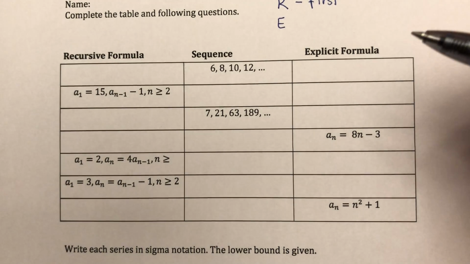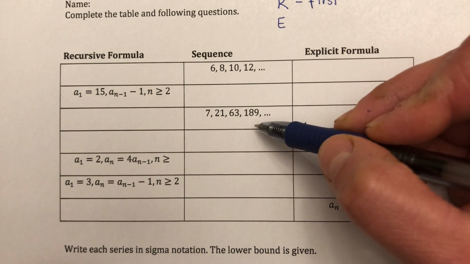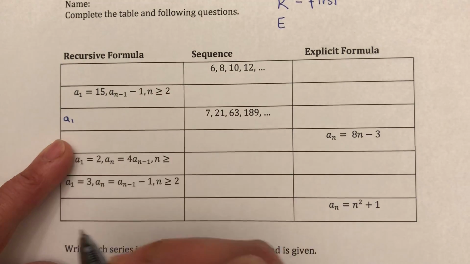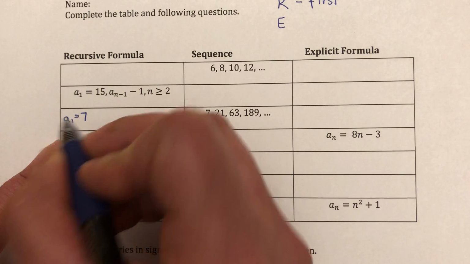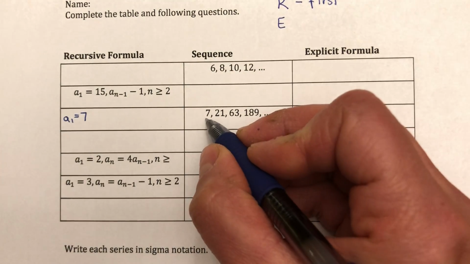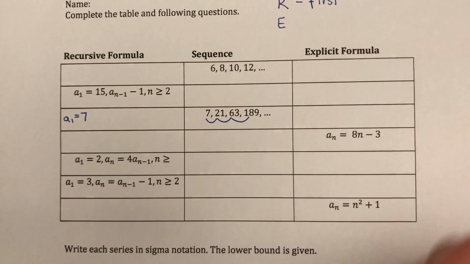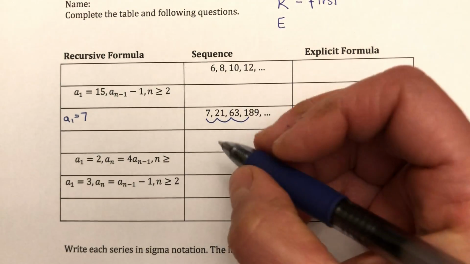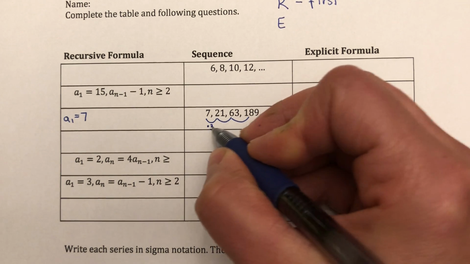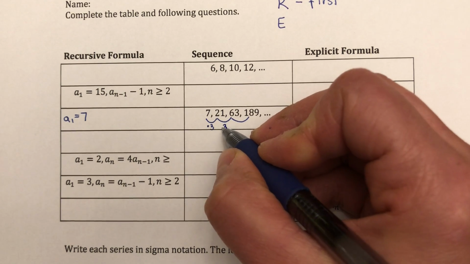Let's do maybe this question, and let's start with the recursive formula because this one is a little bit easier. I'm going to list my first term, and I see that the first term is equivalent to 7. What I first want to figure out is what the pattern is, and then how I can make this pattern a general formula. To go from 7 to 21, I am multiplying by 3. To go from 21 to 63, again, I am multiplying by 3.